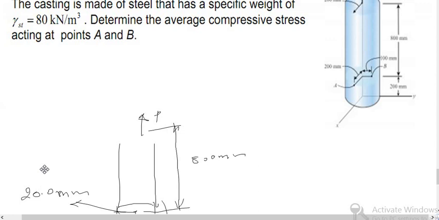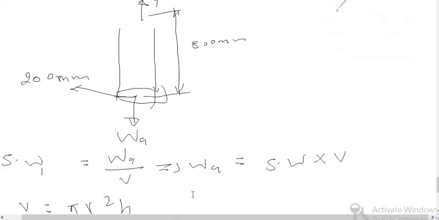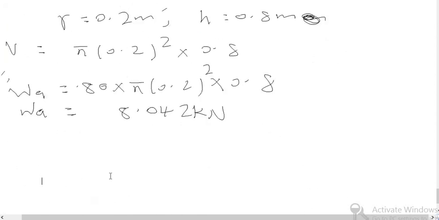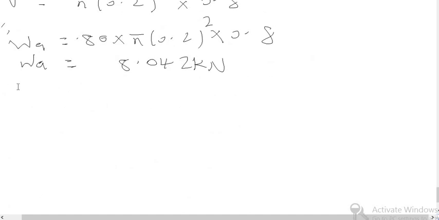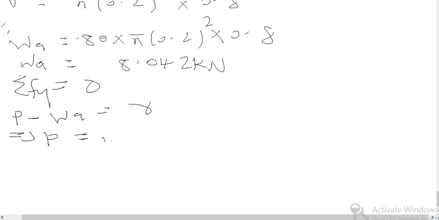Now the system is under equilibrium from the diagram I drew, so it is maintained in equilibrium. That means the summation of Fy must be equal to 0 for the system to remain in equilibrium. Taking up as positive and down as negative, P is positive and the weight is negative, which is equal to 0. This means that the force P is equal to the weight of the body, which is equal to 8.042 kilonewton.